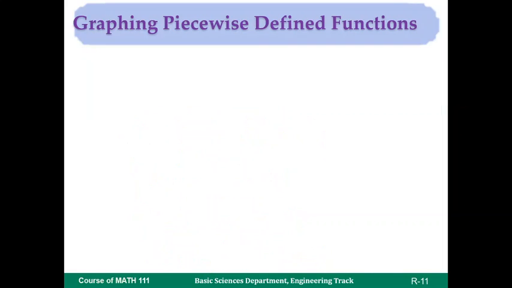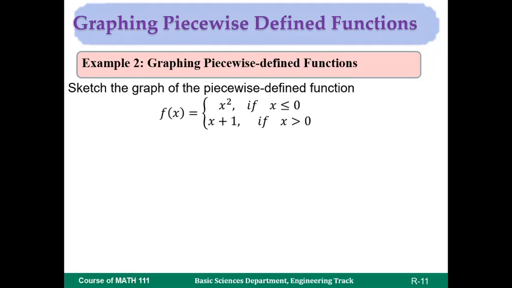Graphing piecewise defined functions. Now let's look at this example. Sketch the graph of the piecewise defined function. So we have a piecewise defined function. The function behaves differently in two parts. When x is negative or equal to 0, it behaves like x squared, and when x is positive, strictly bigger than 0, it behaves like x plus 1.